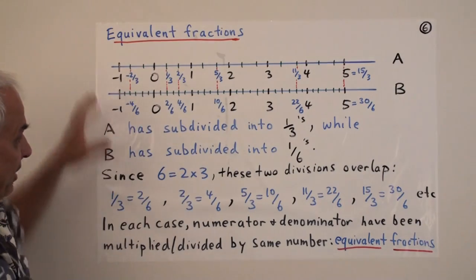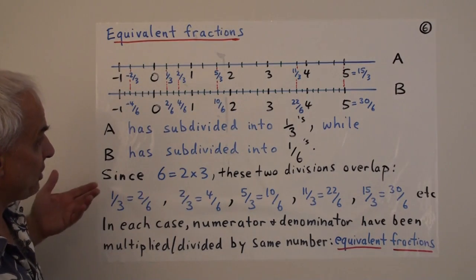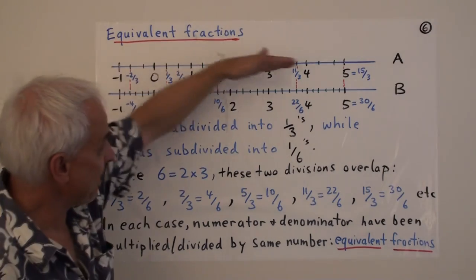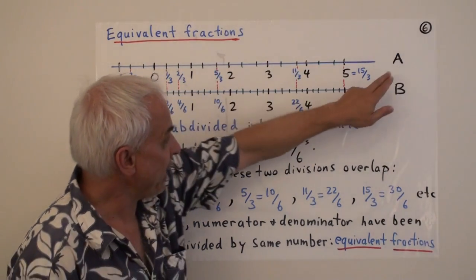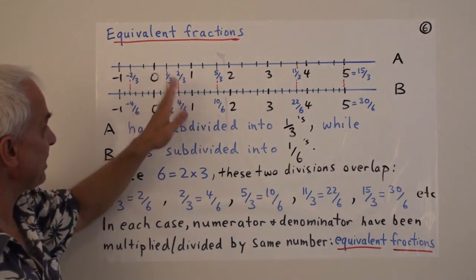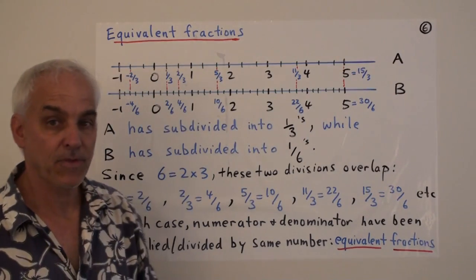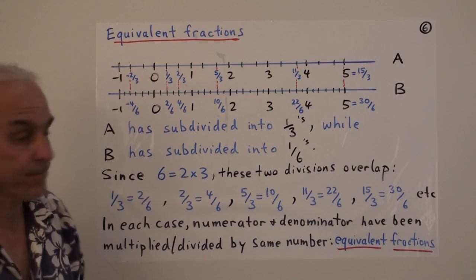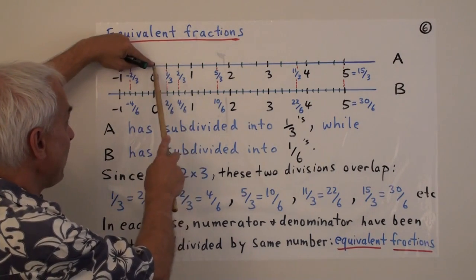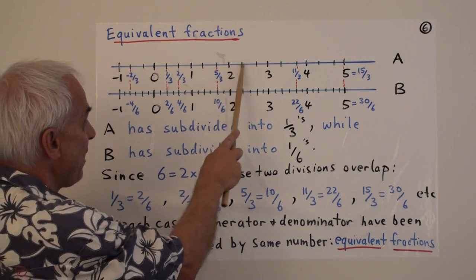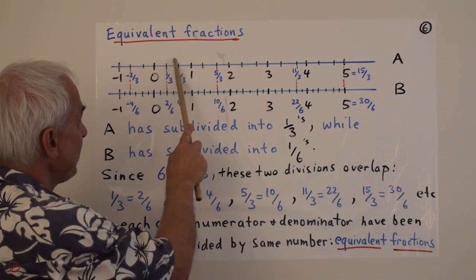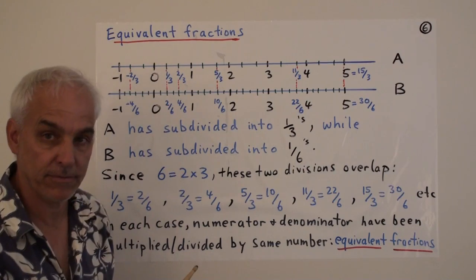And I want to illustrate that with 2 different number scales. 0, 1, 2, 3, 4, 5. And here is person A, and person A has subdivided their scale into thirds. So they've taken the interval 0, 1 and divided it into 3 equal pieces with these lines. And they've done that with each interval. So each one of these separations is 1/3.